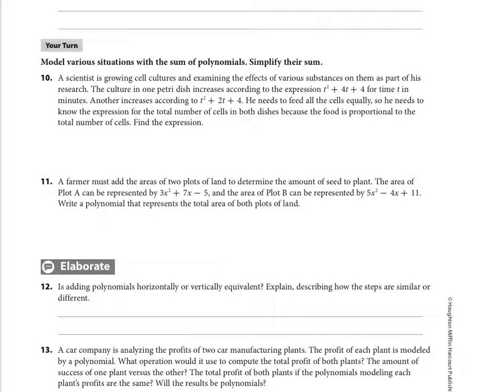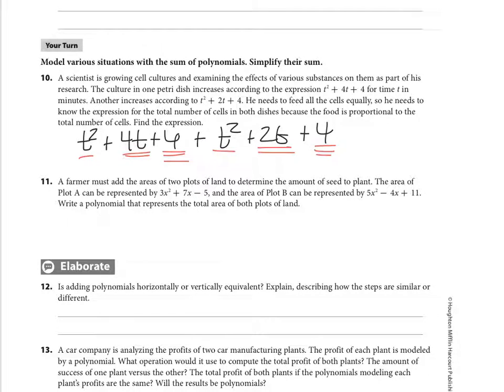So again, I like the horizontal method, so I have t squared plus 4t plus 4 plus t squared plus 2t plus 4. So again, I use different numbers of lines, underlining to indicate my like terms. Then I'm going to combine those. And again, remember there's a 1 here. So I have 2t squared. Those are now gone. Plus 6t. These are now gone. Plus 8. And those are now gone.